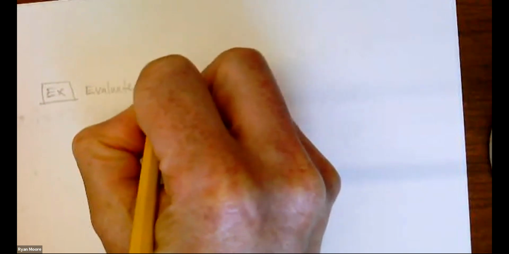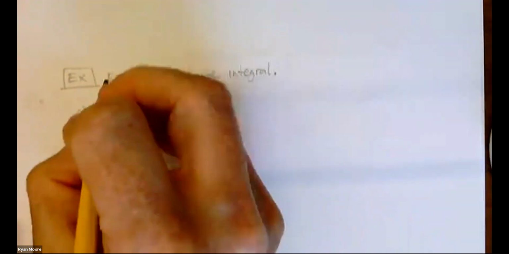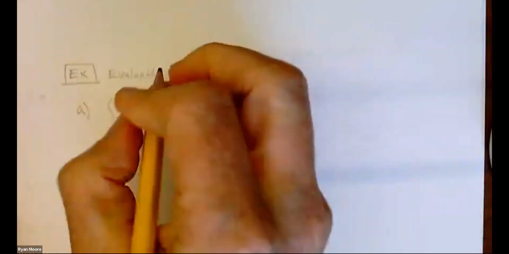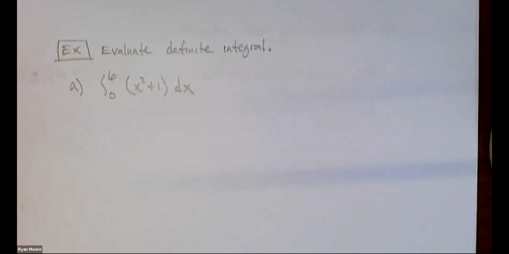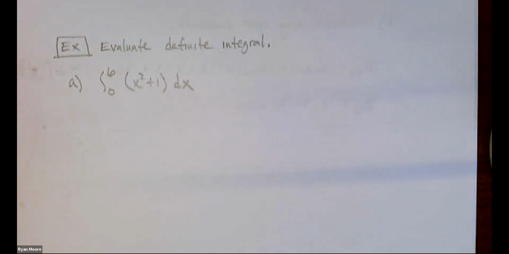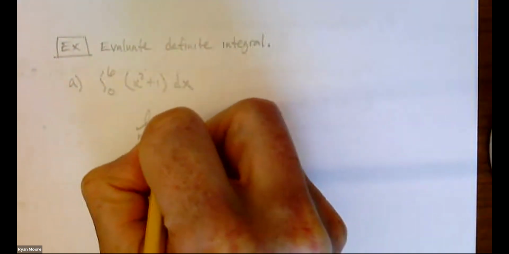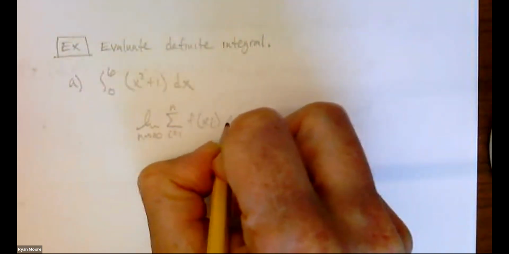Evaluate the definite integral. Part A, integral from 0 to 6, x squared plus 1 dx. Let's bring back what formula we're going to be using. We're going to be using the limit as n approaches infinity, summation from i equals 1 to n, f of x sub i delta x.